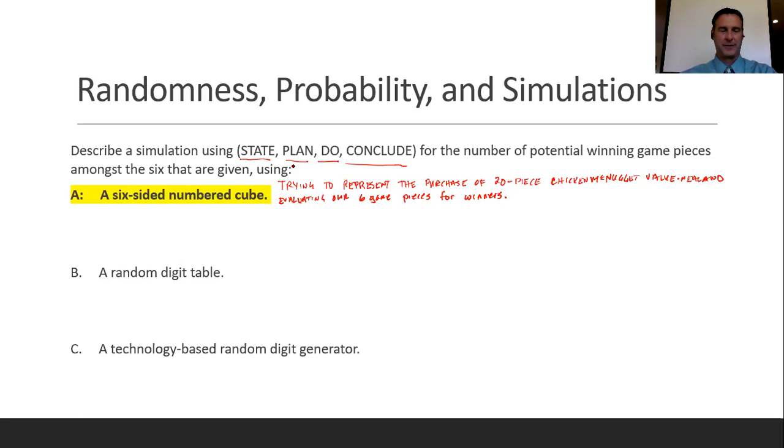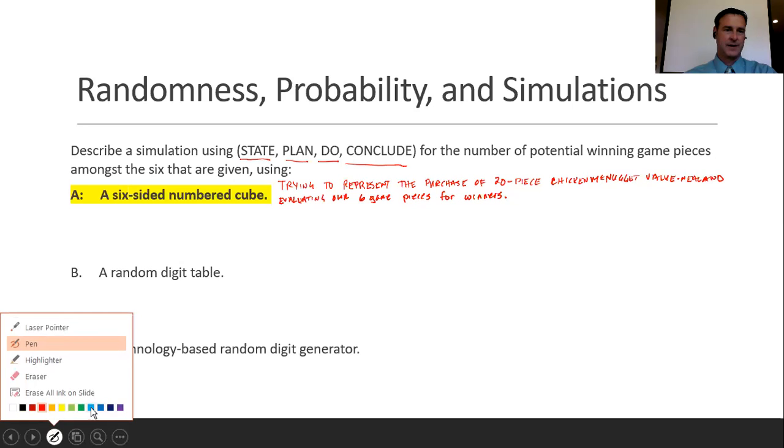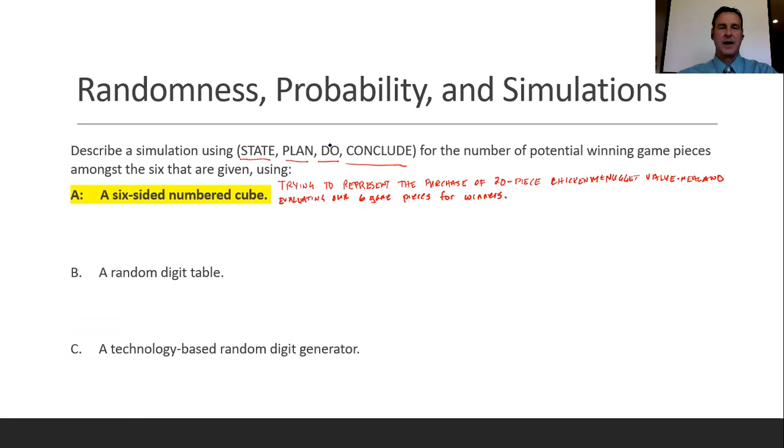Well, we're going to plan something, and in this case, we'll use blue. To plan, what I have to do is decide amongst my 6 sides which side would represent a winner and which one represents a loser. Keep in mind that 1 out of 6 game pieces are considered winners, which is convenient for our numbered cube. So I'm going to pick any number out of 6, and just to make it easy, I'll say 1. Let 1 represent a winning game piece.